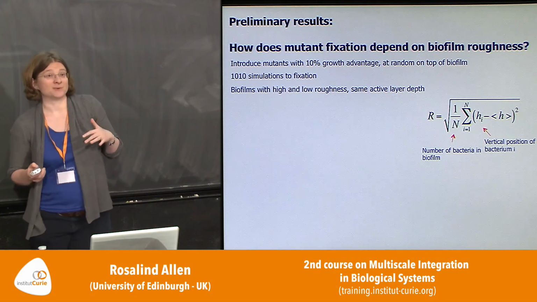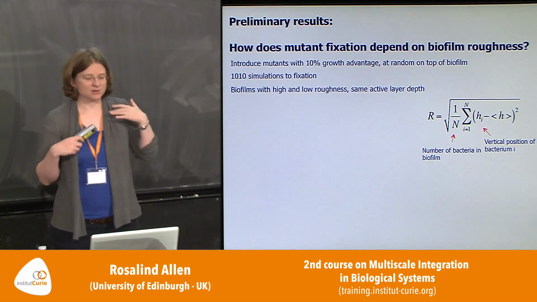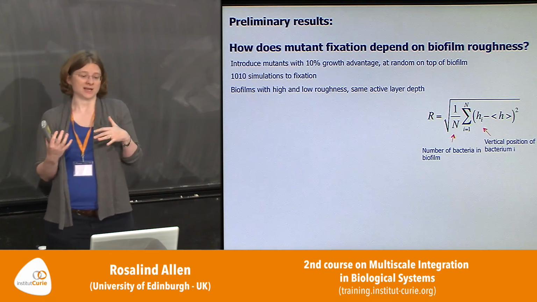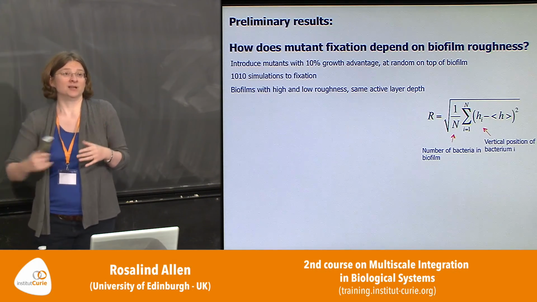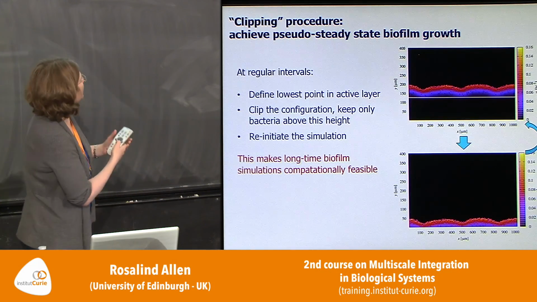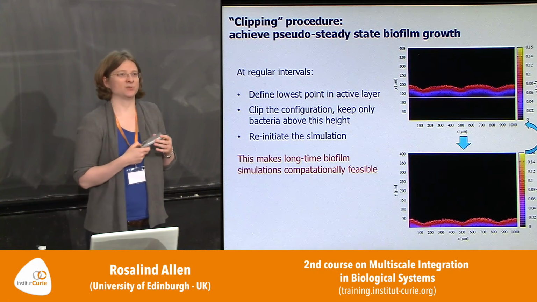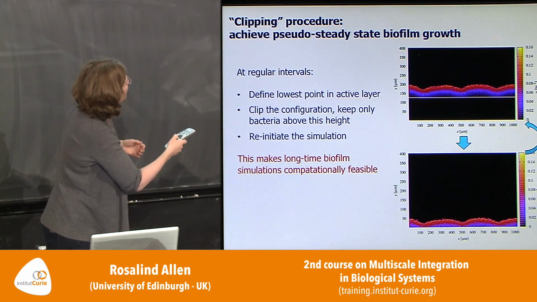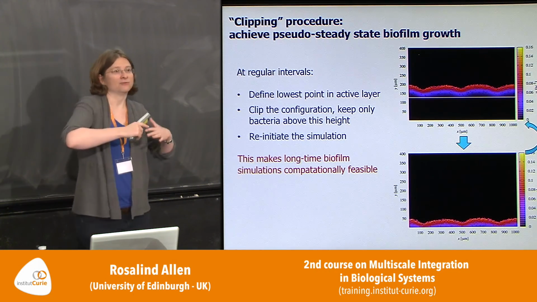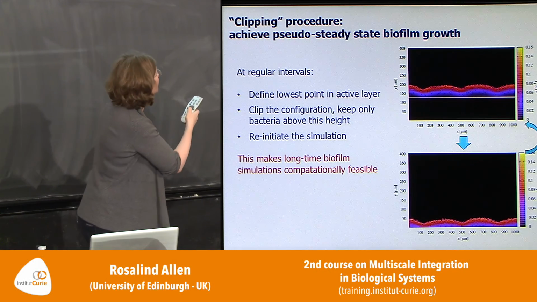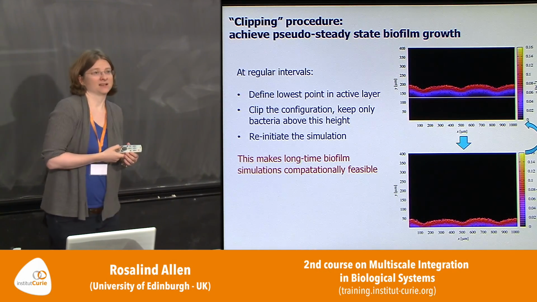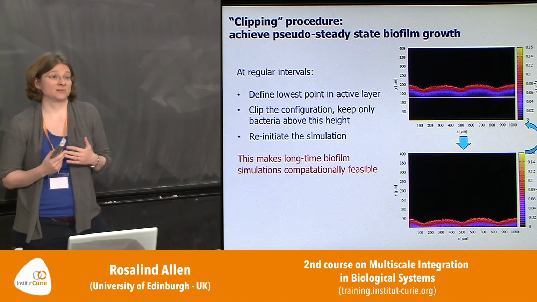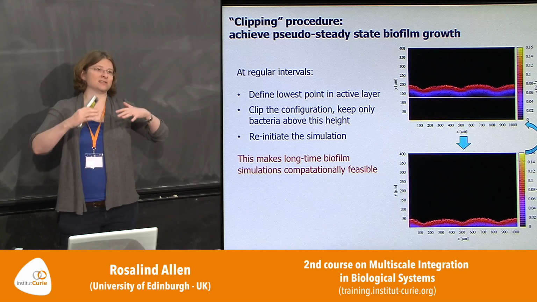So the question that we've been trying to ask is, how does the probability that a mutant fixes in this biofilm depend on the spatial structure of the biofilm, and in particular the roughness of the biofilm? An easy way to characterize the spatial structure of a biofilm is by the roughness of its surface. If you imagine a biofilm with a surface like this, you can quantify how rough that surface is by taking the standard deviation of its height. And that's what we do. It's actually a nice thing to do because there's a big literature in statistical physics about growing interfaces and roughness.